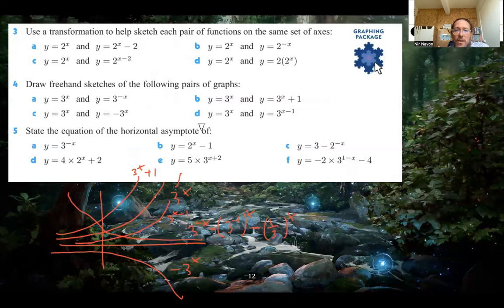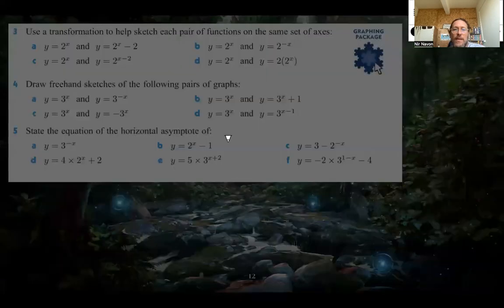State the equation of the horizontal asymptote. So here it's y equals 0, here it's y equals minus 1, y equals 0, y equals 3, not minus, y equals minus 4, and I think you got the idea.